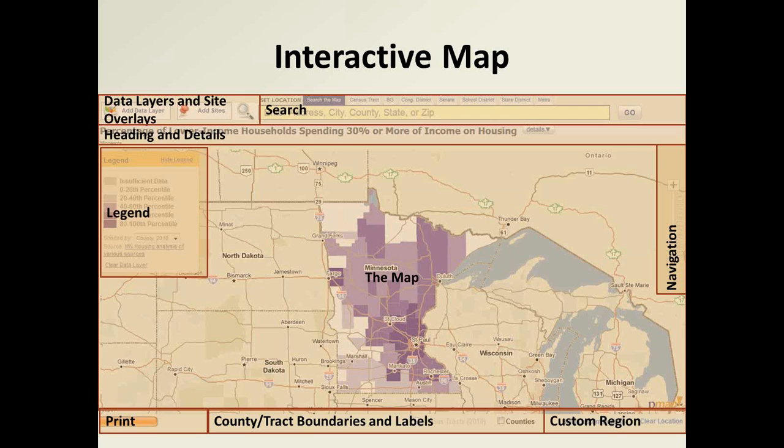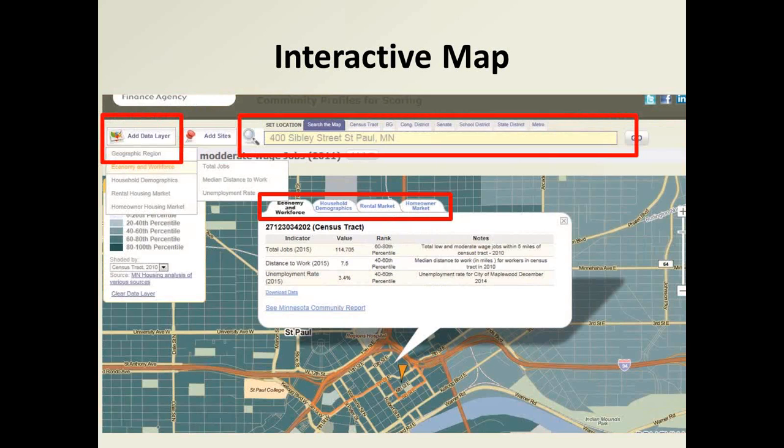Similar to Google Maps, you can zoom, pan, and click on features for more information. In the next few slides, I will show you how to change data layer themes, add a geographic priority area, build a custom region, and print a report. In the search dialog, type the address you're interested in learning about. I typed Minnesota Housing's address to give you an idea of what it looks like.